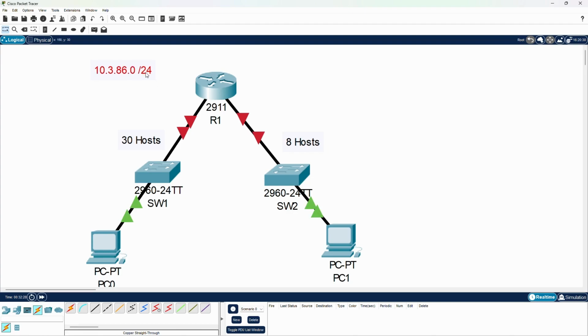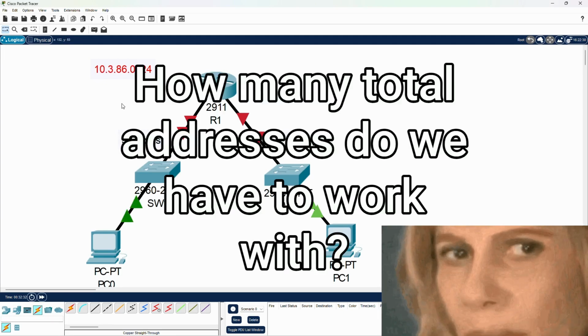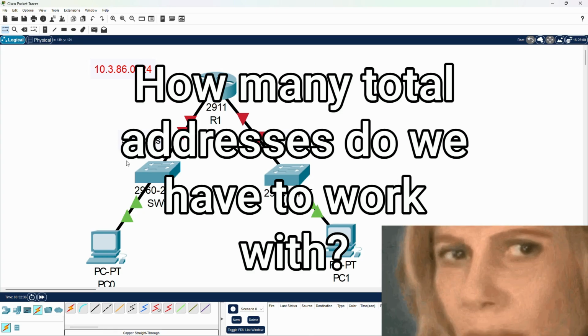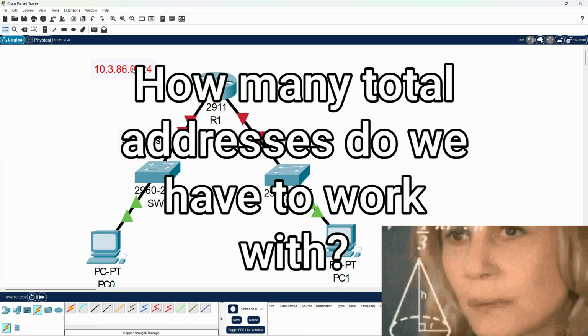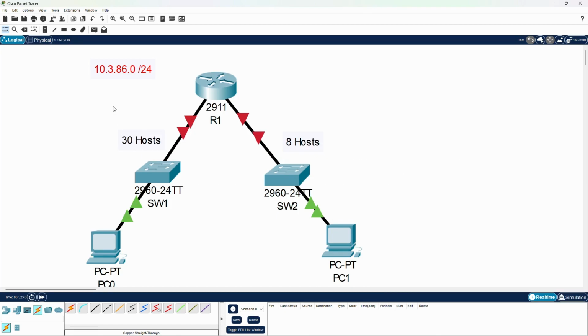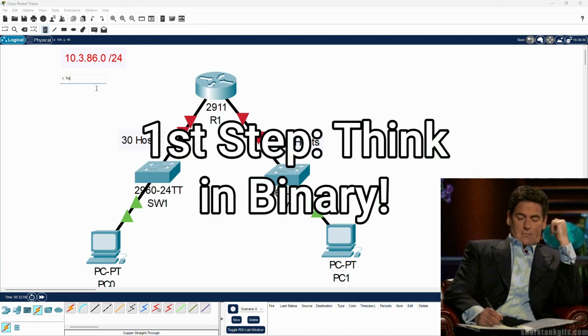The first thing you're going to want to do here is figure out how many addresses you are actually given to work with. In other words, can this address space accommodate these two network host requirements? And the way that we do that is, I'm going to show you the method, and I want you to follow these steps, or at least try to follow these steps every time. The first step is we're going to think in binary.